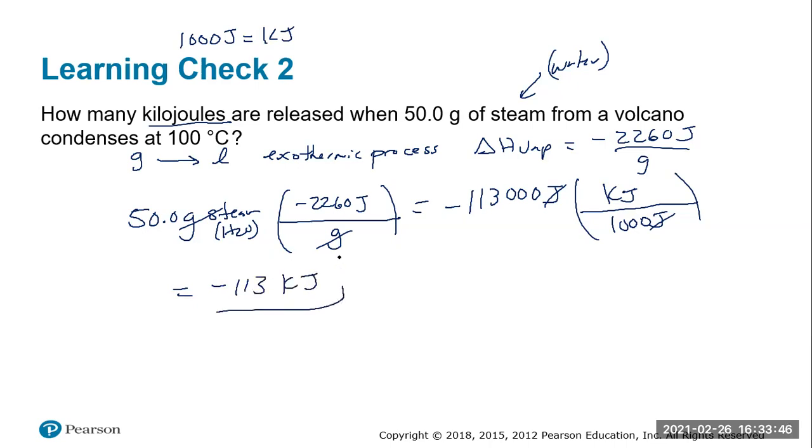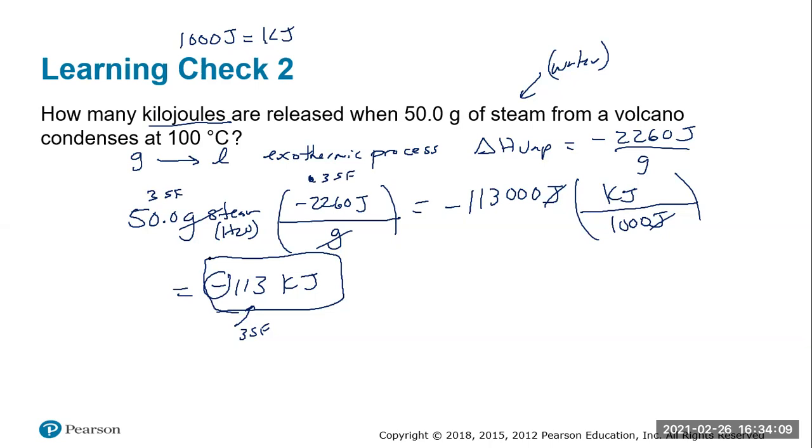kilojoules. Now, in terms of sig figs, you got about 3 there, and we ended up with 3 there. So that's good. Again, negative as we would expect it to be because we're going from gas to liquid. It has to remove that energy to do that.